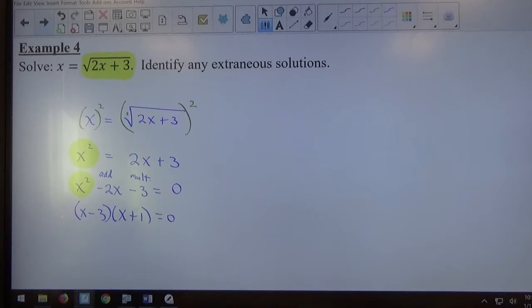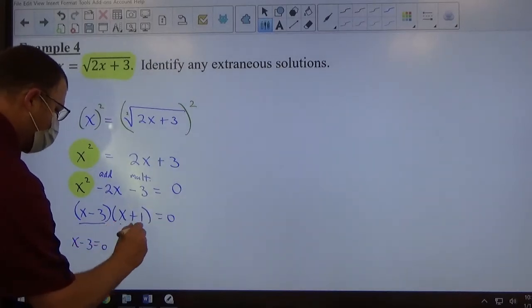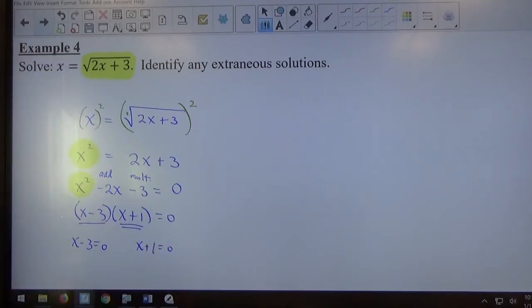Once I successfully get the factored form, now I can set each factor equal to 0. So either factor 1, x minus 3 equals 0, or factor 2, x plus 1 equals 0. And each of these is just a basic linear equation. Move the number over, change the sign to get the answer.